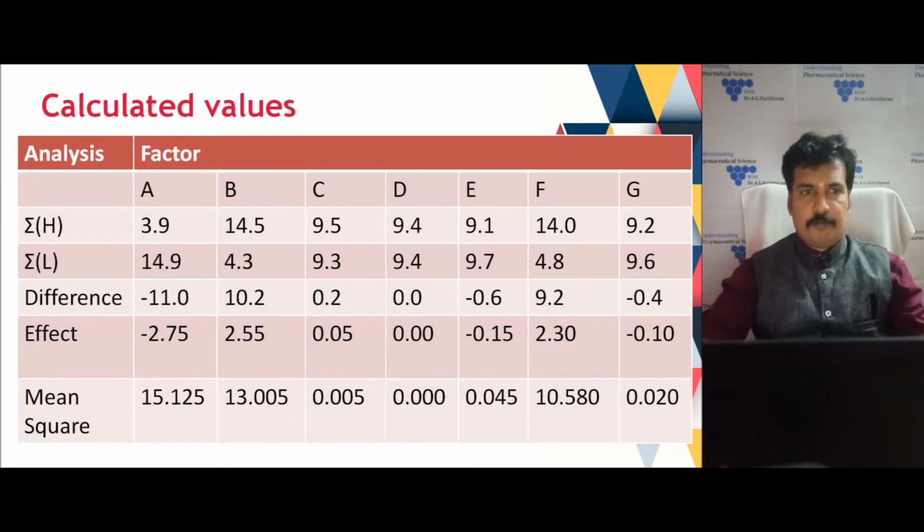In this experiment you can see we have calculated it: sigma H 3.9, sigma L 14.9, and the difference is 3.9 minus 14.9, which is minus 11. The mean square value is minus 11 squared divided by 8, so we got 15.125, and the same thing has been repeated for the other values.